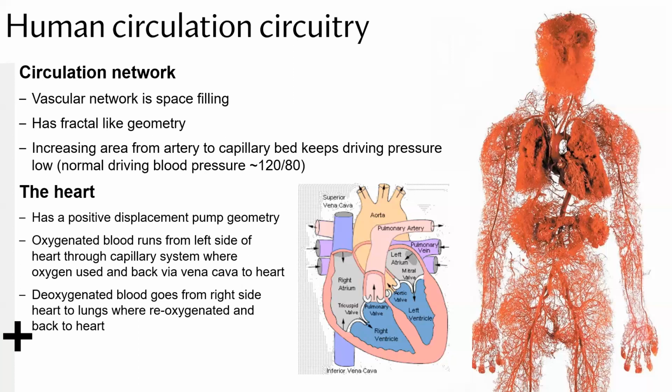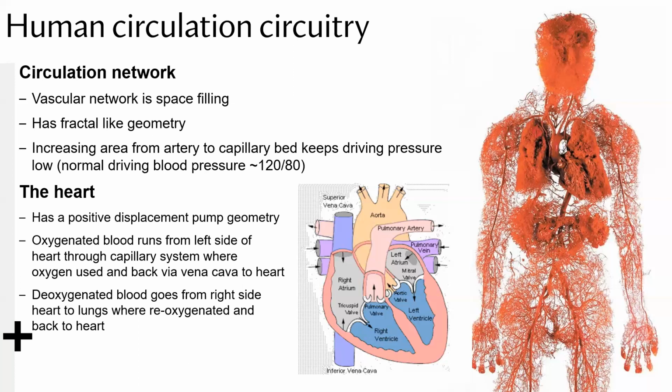And the area, as you can see here, has to increase as well, because as we go from the main aorta through the arteries and then the arterioles and capillaries, the idea is that we have more and more surface area to exchange oxygen and nutrients with the tissue. So the surface area is going to get increased as we travel through the system.